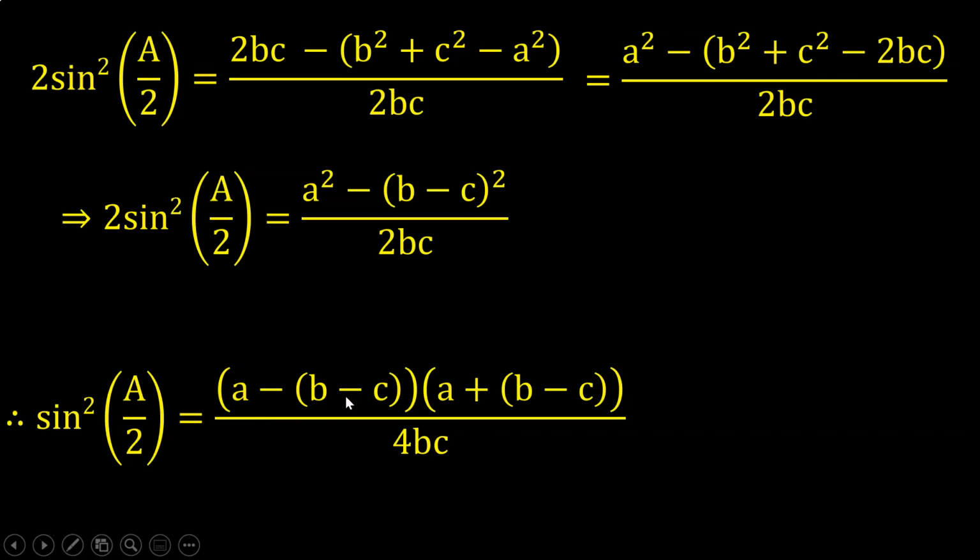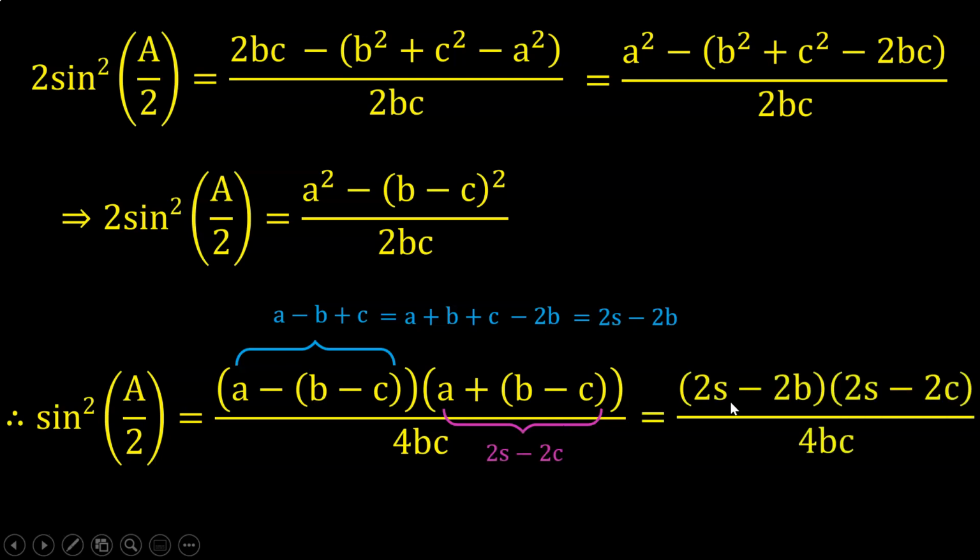So you see a minus b minus c into a plus b minus c. Now if you simplify this, a minus b plus c, we can write this as a plus b plus c minus 2b. We are adding and subtracting b. a plus b plus c is nothing but 2s, because a plus b plus c by 2 is the semi-perimeter s. So we can write a plus b plus c as 2s. This is nothing but 2s minus 2b. In a similar manner, this is going to be 2s minus 2c. Therefore we have 2s minus 2b into 2s minus 2c upon 4bc.